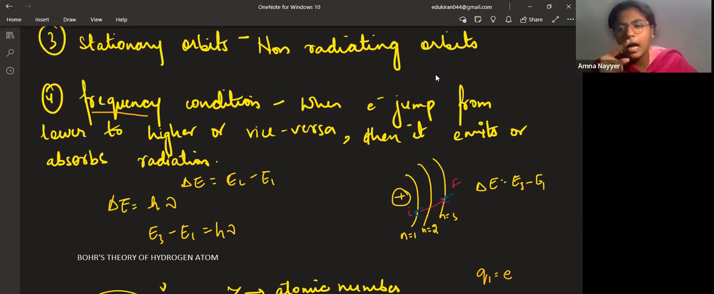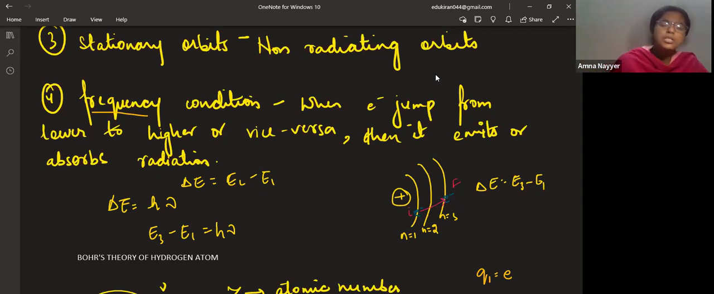So it's like higher minus lower energy. This formula is used a lot. E is equal to h nu. E2 is the energy of, let's say, the second shell. E1 is the energy of the first shell. It is jumping from second to first. What will be the energy difference? E2 minus E1. Now you will get some net energy that you can equate to h nu. This is what is known as the frequency condition.